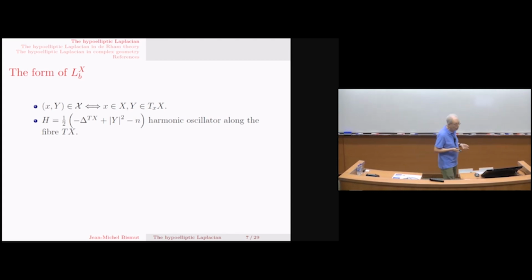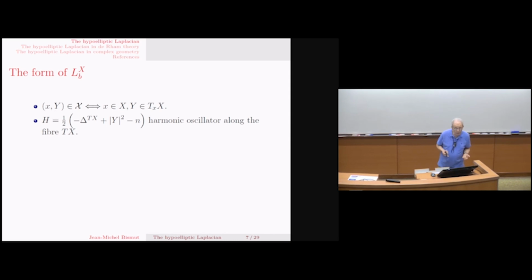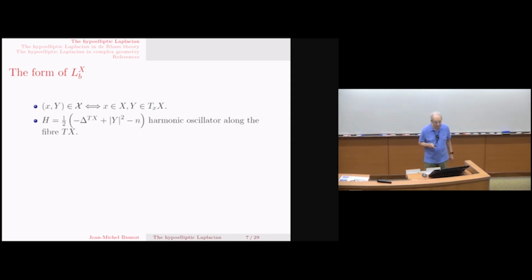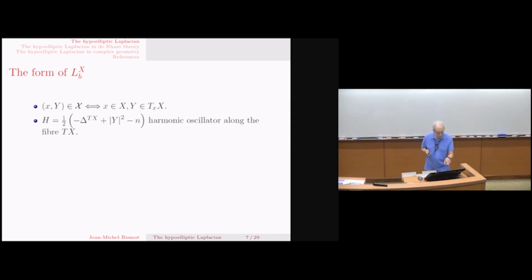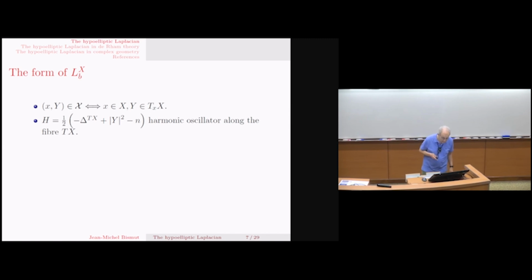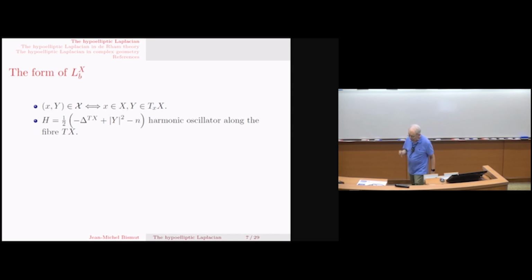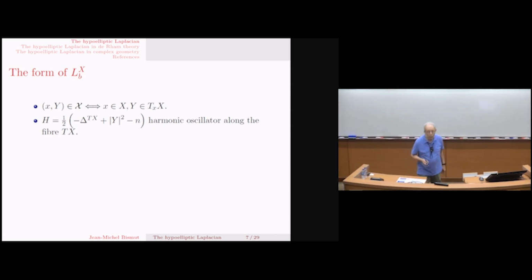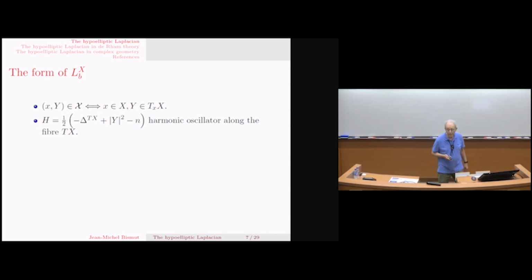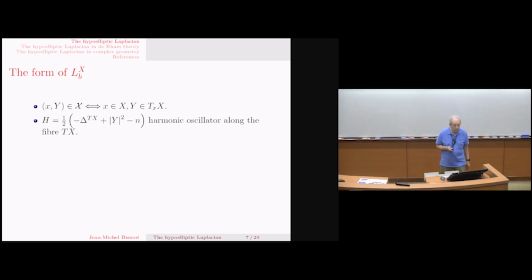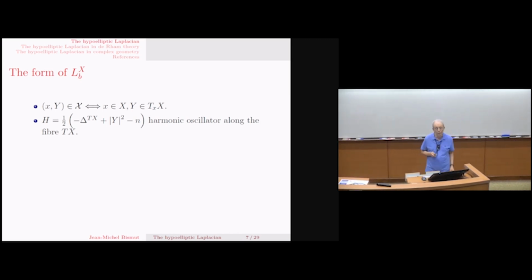They are equipped with an operator which was well known in quantum mechanics, the harmonic oscillator, which I wrote in this way. So the Laplacian is a fiber-wise Laplacian. Y square is just the normal square of the coordinate. N is the dimension. The harmonic oscillator is a scalar self-adjoint operator whose spectrum is actually the integers. That's a fundamental operator in quantum mechanics. So this is the first component of the hypoelliptic Laplacian.